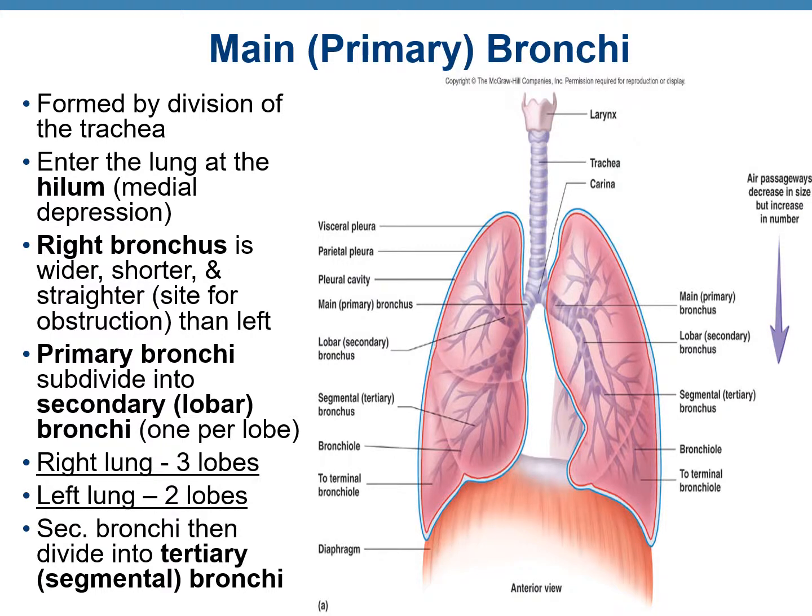If by chance something gets into your respiratory passages, it is the right bronchus which has a higher chance of getting obstructed by that. Then the primary bronchus would branch out into secondary or lobar bronchi. And the secondary bronchi are one per lobe. Now the right lung has 3 lobes, so there would be 3 secondary bronchi there, and the left lung has 2 lobes, so there would be 2 secondary bronchi there. And then the secondary bronchi would divide into tertiary or segmental bronchi.